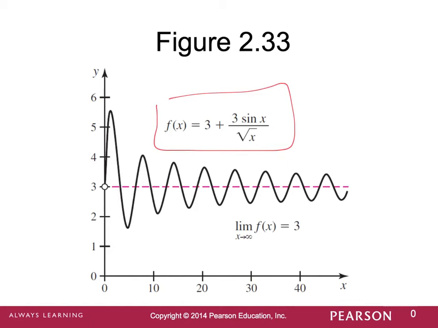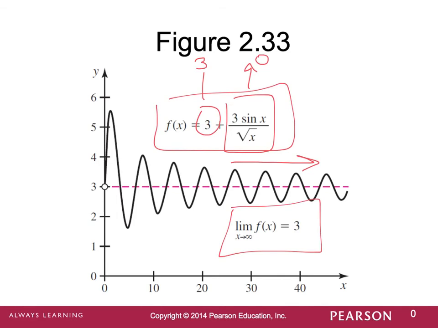And so as we go to larger x, we settle at a value of 3. We can see this by taking the limits separately. The limit of 3 as x goes to infinity is 3, and the limit of 3 sine x over radical x as x goes to infinity is 0. We're going to look at that analytically a little further in a moment. But if these are our two limits, then the sum of those two is going to be 3. So as x approaches infinity, the limit of our function is 3.